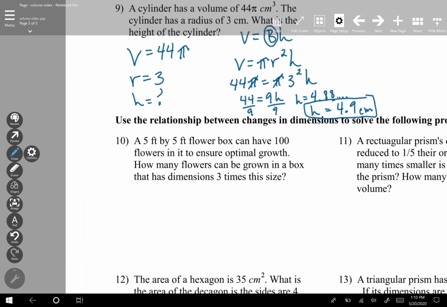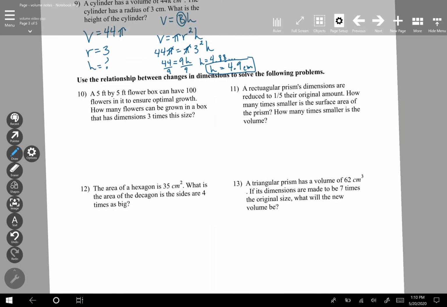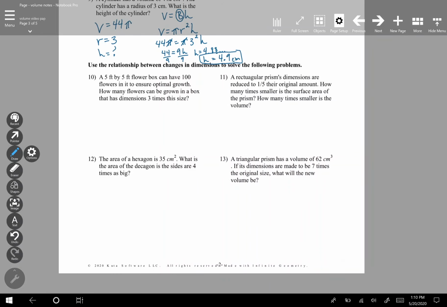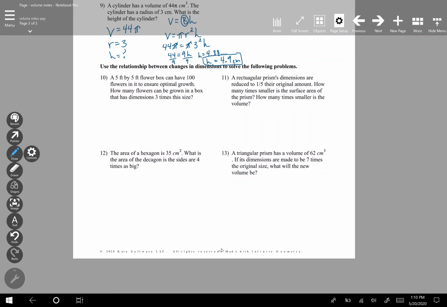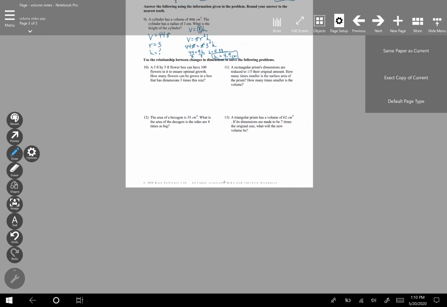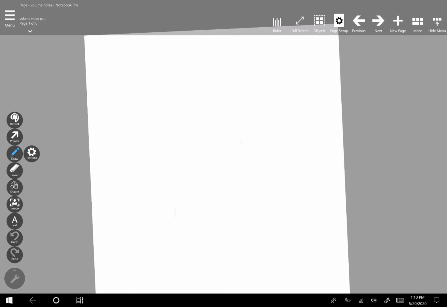Now, this next section that we have here is about dimensional change. Okay? It's going to talk about changes in perimeter, area, and volume based on a scale factor. So let me go on ahead and add in another page really quick. Okay.